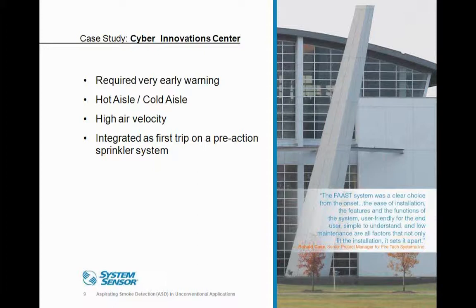So this created a high air velocity environment, which is challenging for standard smoke detectors. So FAAST was used to adjust to this high airflow and as the first trip on a two-stage pre-action system. And this is one of the case studies that I mentioned. If you're interested in learning more about it, we do have a published article on our website.